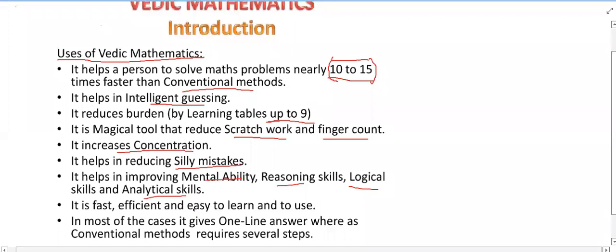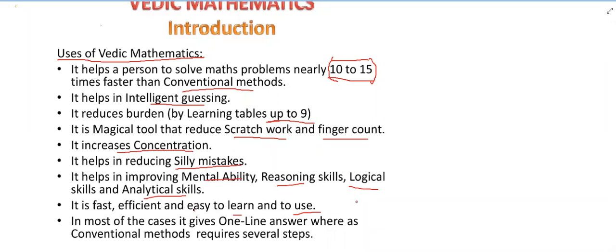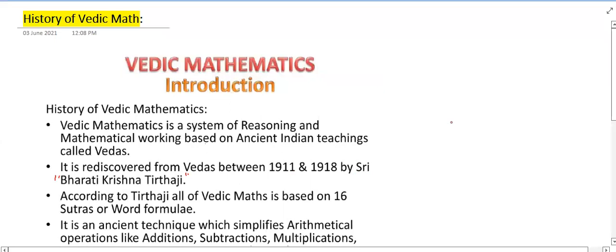Okay, next, it is fast, efficient, and easy to learn and to use also. Understood this point? These things are easy to learn and easy to use. Here we can add one more point. Easy to learn, easy to use, and easy to forget also. If you don't practice, it is easy to forget also. Okay. Next, in most of the cases, this point is already mentioned, it gives a one-line solution, whereas the conventional method requires several steps. So here we don't need any steps. We need a one-line solution.